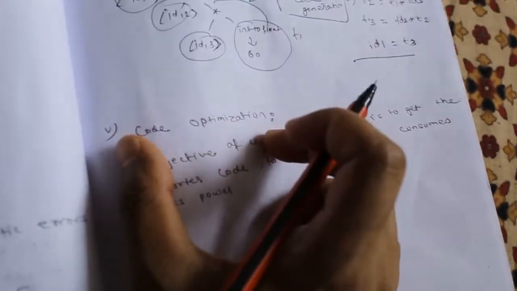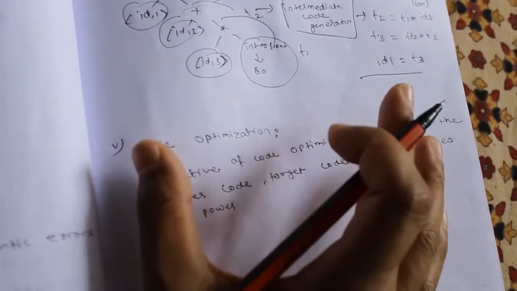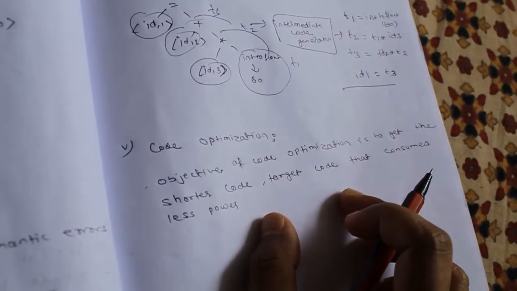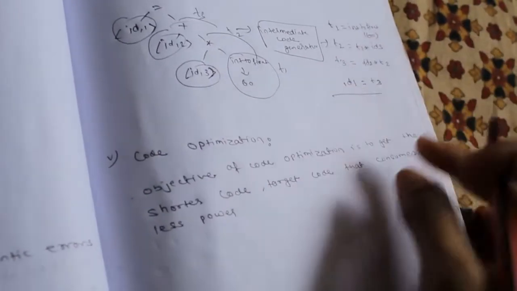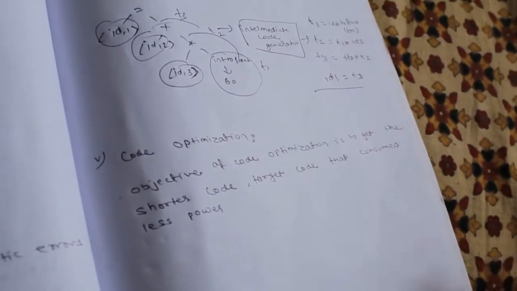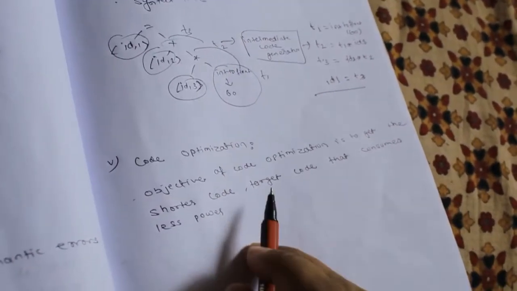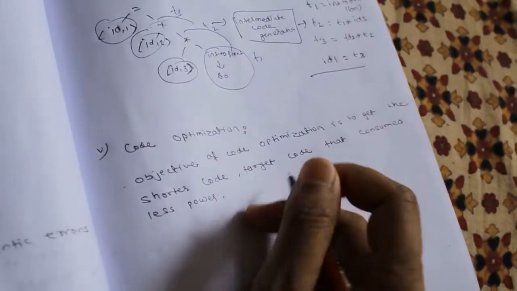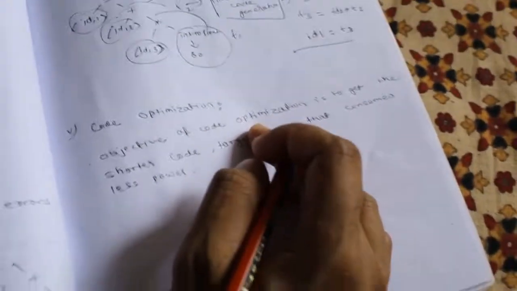So after that we have the phase code optimizer. This is the costly phase, it costs more compared to other phases of the compiler, because optimization is the thing where we optimize the code into a simpler form, or we can say the number of lines of code, or the steps, we can reduce in this step. So the main objective of the code optimizer is to get shorter target code that consumes less power. So the main aim in this phase is to reduce the power consumption.